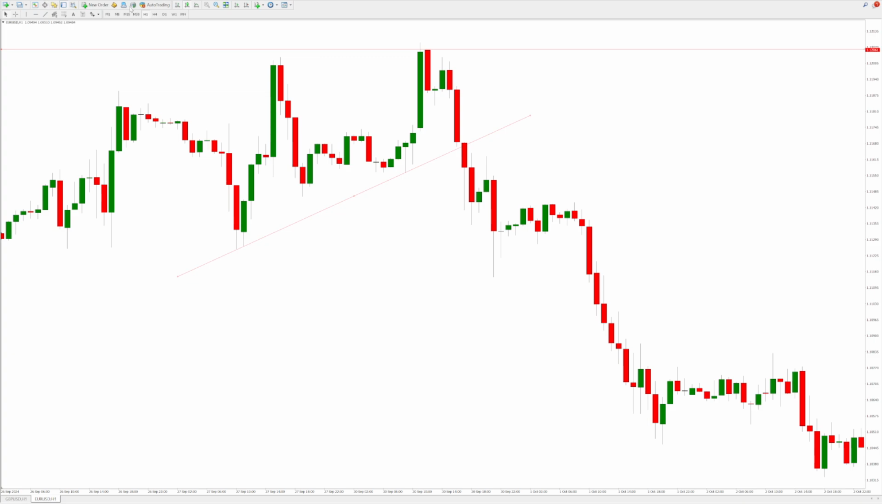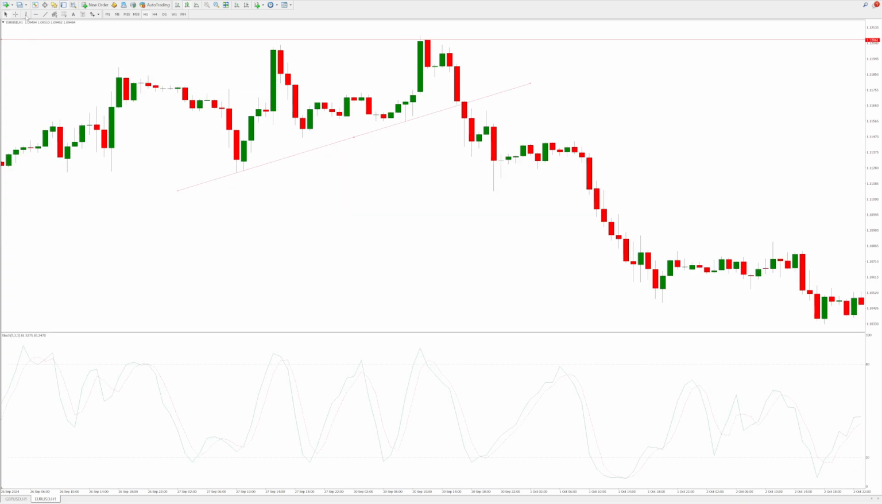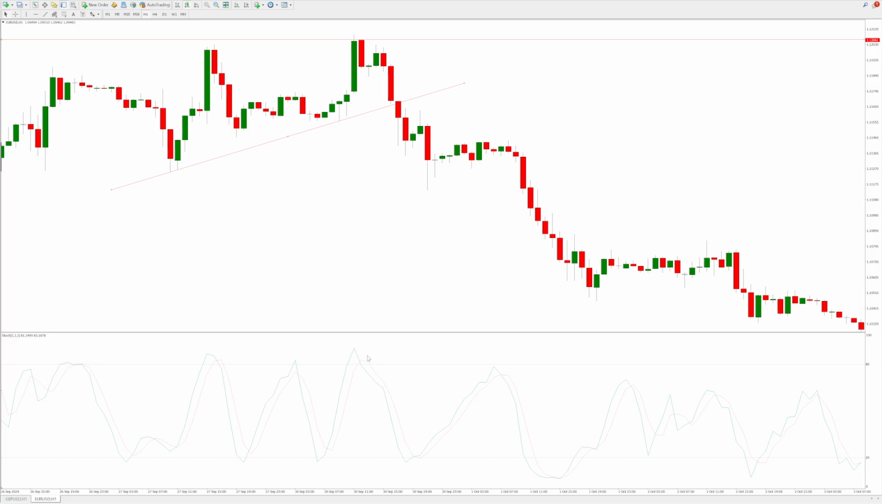Let's put the stochastic on the chart and see what that was saying. With the stochastic oscillator, anytime it is in or around 80 or above suggests an overbought market and we're looking to sell. Whereas anytime it's in or around 20 suggests perhaps the market is oversold and we're going to look to buy. You want to sell when the main line is below the signal line, this blue below the red, or buy when the main line is above the signal line, blue above the red.